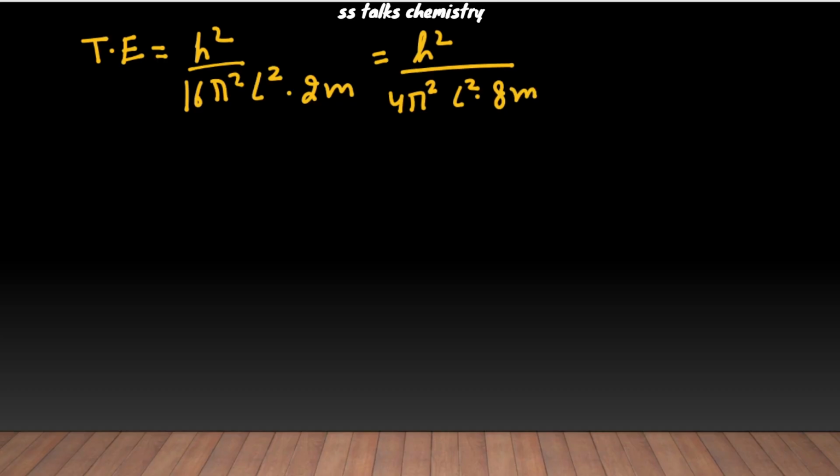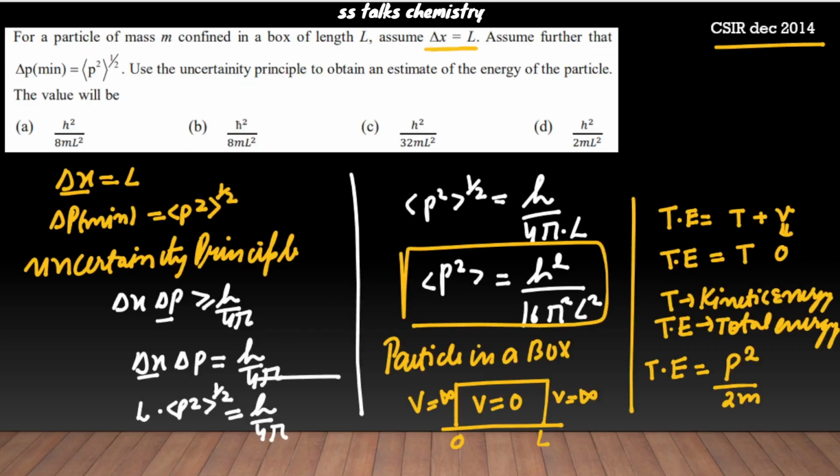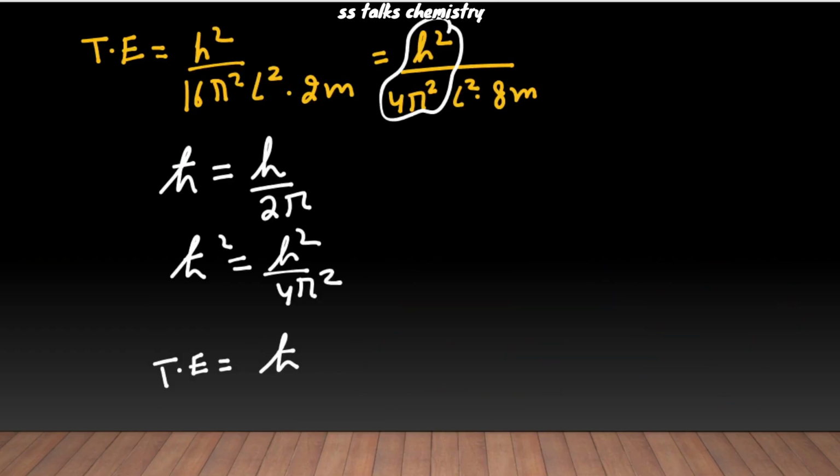Why have I written it like this? Because h cut is h upon 2 pi, so h cut square is h square upon 4 pi square. This value, h square upon 4 pi square, you can substitute with h cut square. So the total energy comes out to be h cut square upon 8m L square.